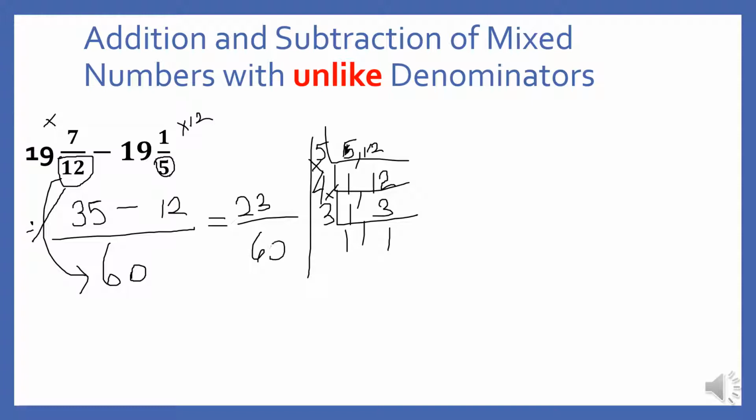This is a proper fraction. Could it be reduced any further? Nope, there is no number that can go into 23 without a remainder and 60 without a remainder. Whatever number you use for the numerator, you also have to use for the denominator. So if you're dividing the top by 3, you also have to divide the bottom by 3.